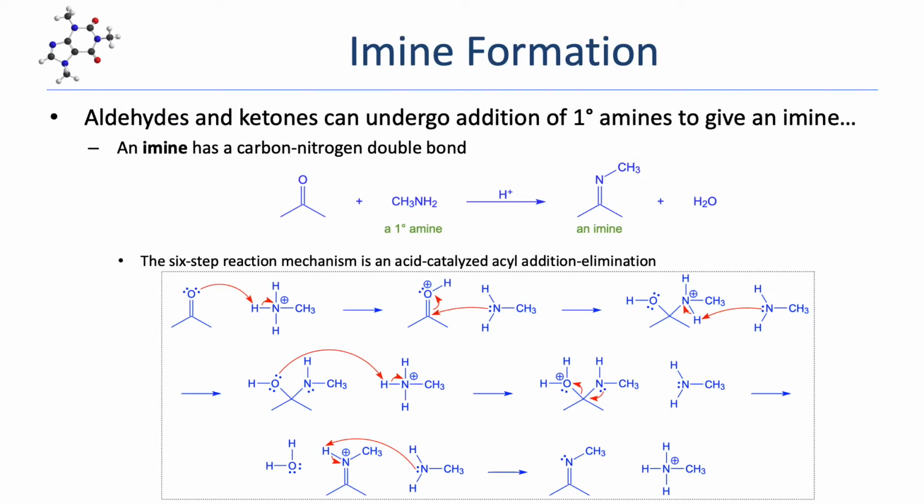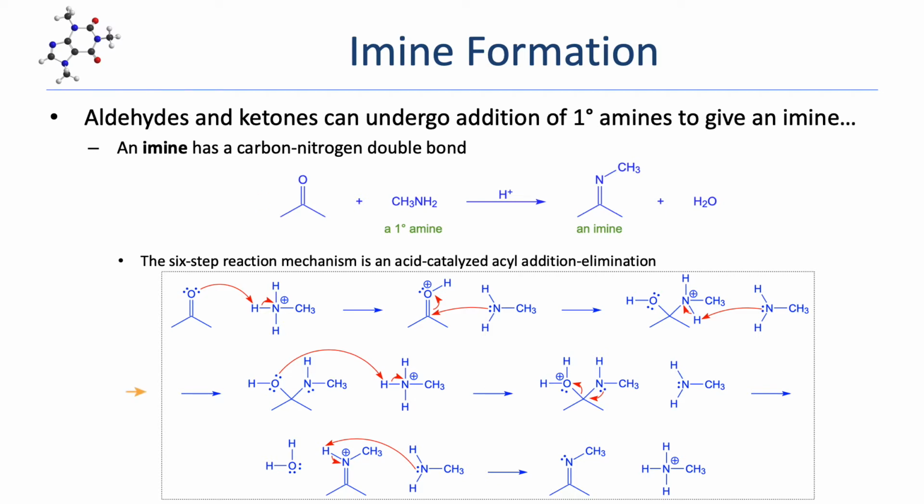Aldehydes and ketones can undergo acyl addition elimination with primary amines to give imines. As you can see in the example, an imine is a molecule with a carbon-nitrogen double bond. Imines are essentially the nitrogen analogs of carbonyls. In this example, acetone is reacted with methanamine under acidic conditions to give an imine and water as a byproduct.